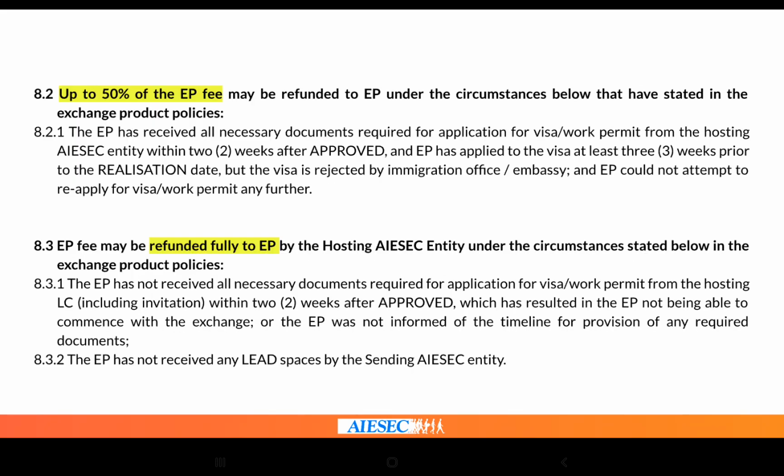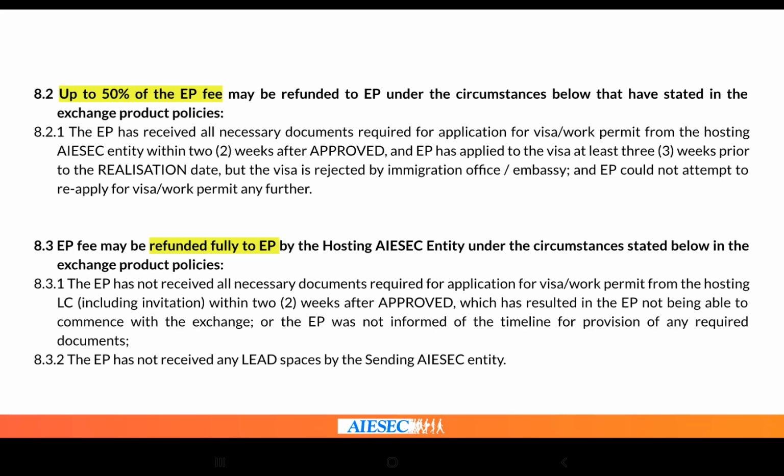Okay, up to 50%. If they're paying 800, 400 of the EP fee will be refunded in this situation, which is their visa. They cannot get their visa, because after approval means they pay already and then they apply for visa. So if they receive all necessary documents from us, okay, and then within 2 weeks after approval, and they have applied for the visa at least 3 weeks prior to realization, but their visa is rejected, then they cannot go. They cannot reapply again, then we'll refund 50%.